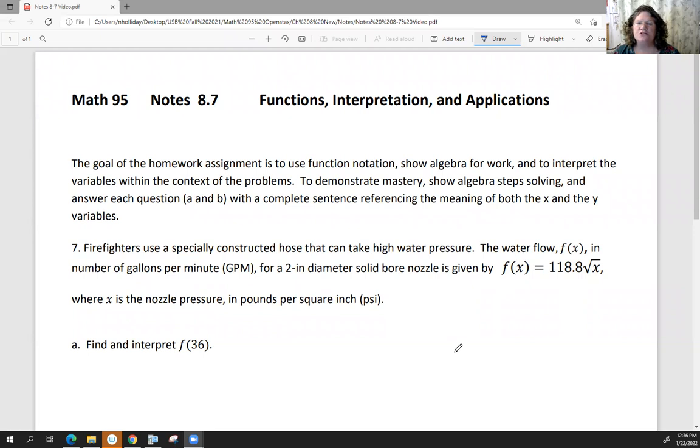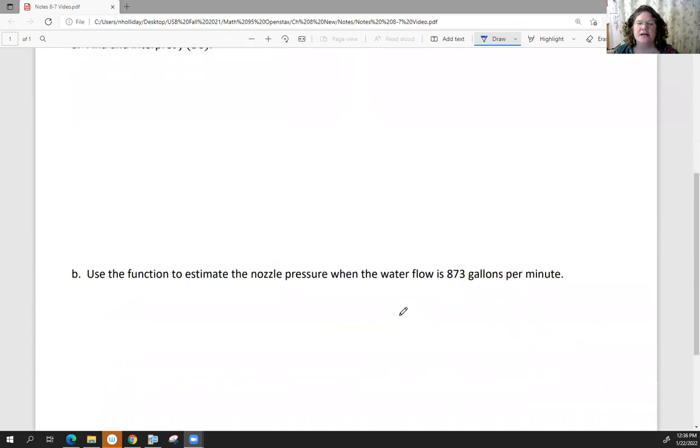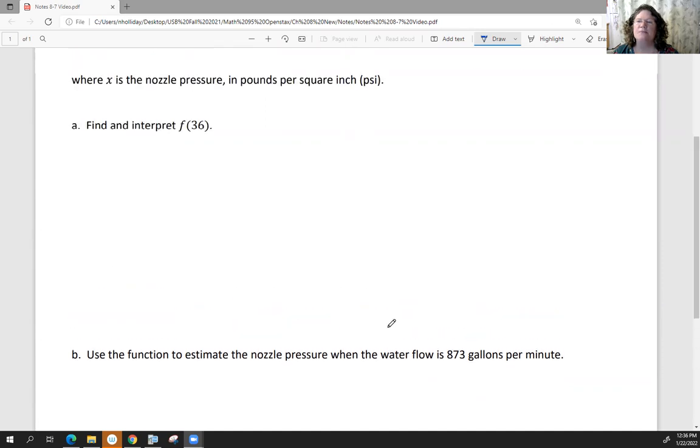Firefighters use a specially constructed hose that can take high water pressure. The water flow, F of X, in number of gallons per minute, GPM, for a 2-inch diameter solid bore nozzle is given by the function F of X equals 118.8 root X, where X is the nozzle pressure in pounds per square inch. Then we have two questions: A, find and interpret F of 36, and B, use the function to estimate the nozzle pressure when the water flow is 873 gallons per minute.